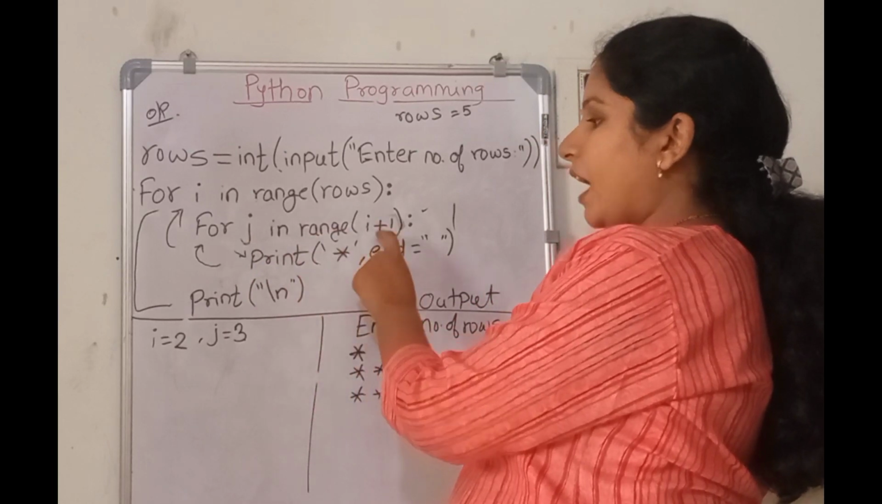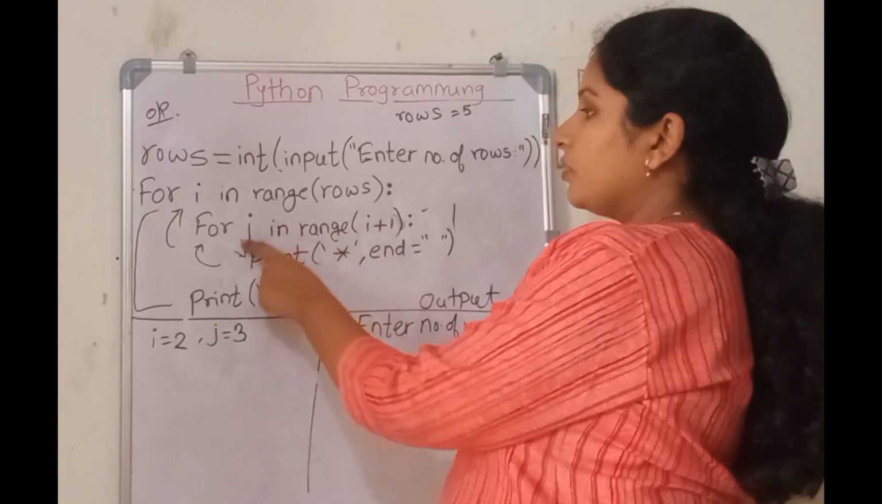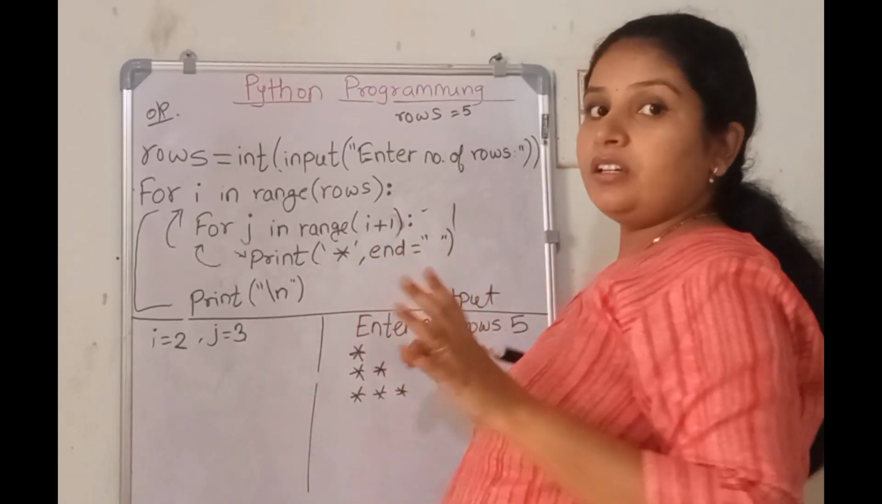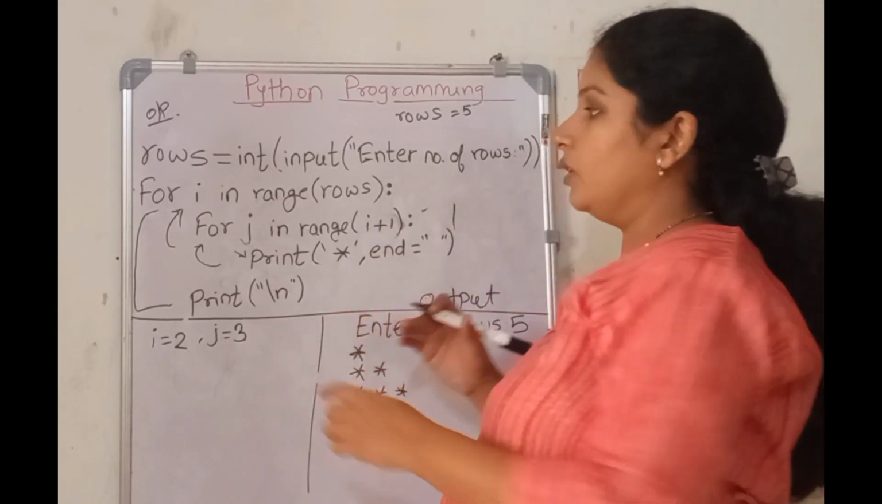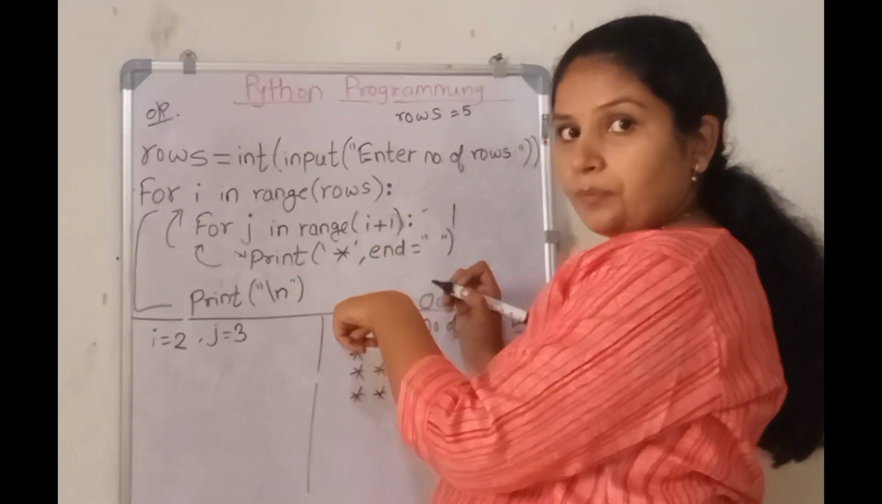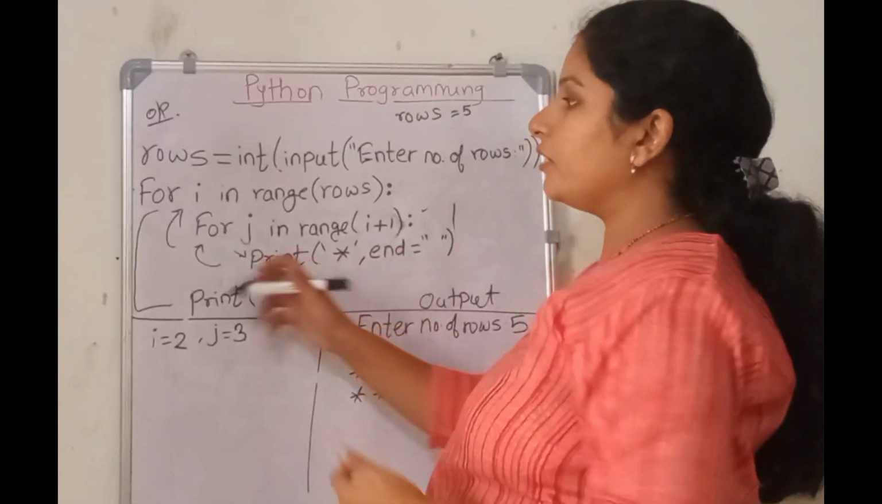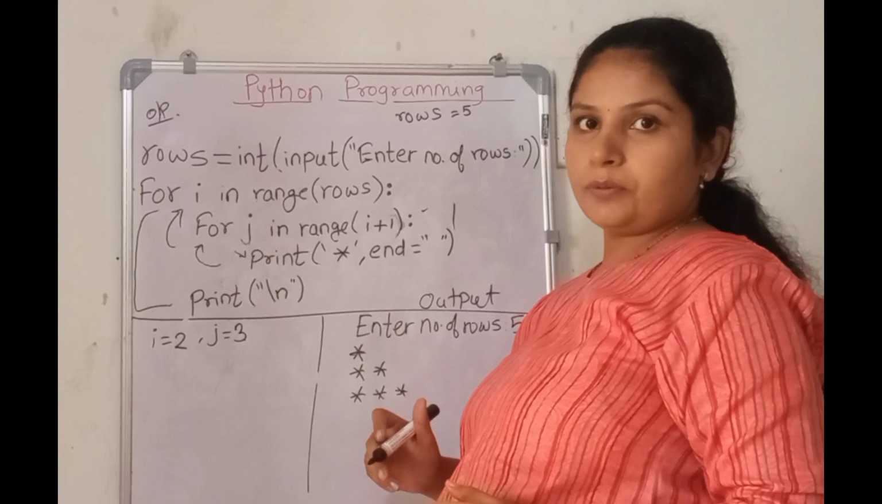3 in range I plus 1. 2 plus 1 is 3. 3 in range 3. 3 and 3, this is the end limit. 3 is not less than 3. Those are equal, so this condition is false now. You are not entering inside and you are going for the ith loop.